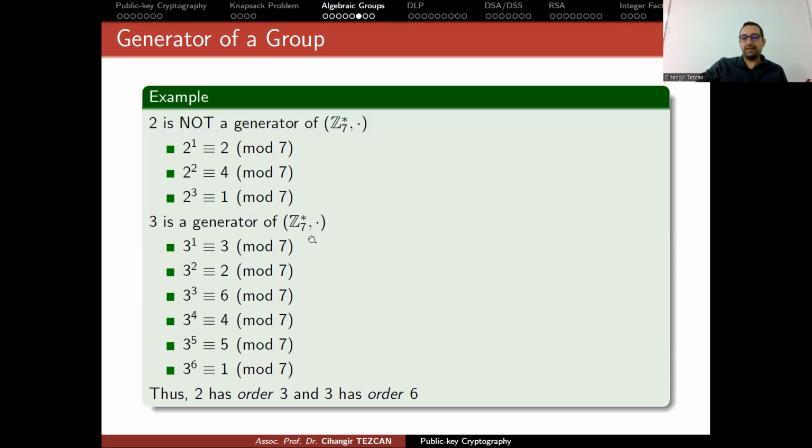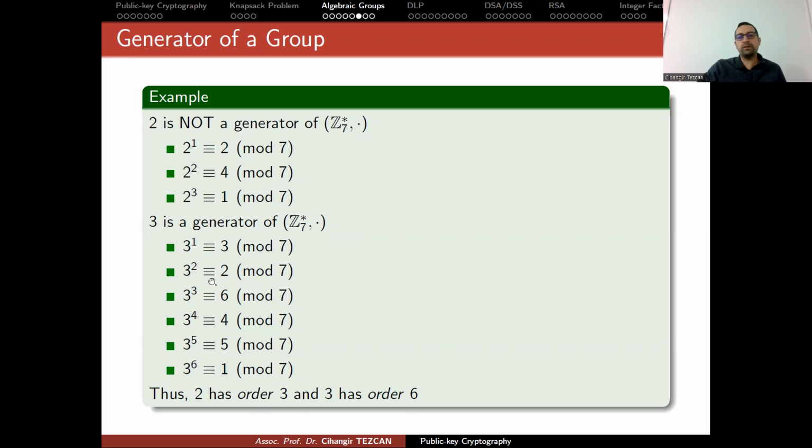So actually, since there are 6 elements in this group and 3 generates all of them, we say that 3 has order 6, but 2 has order 3. So the power where it gives you the identity element is actually the order of the element. Not important for this course, but it is no surprise that the order of an element divides the order of the group. This is actually a theorem from algebra, but not related to our course anyway.